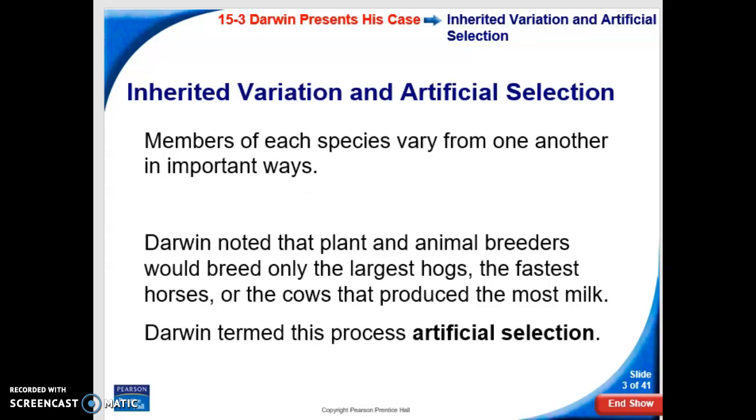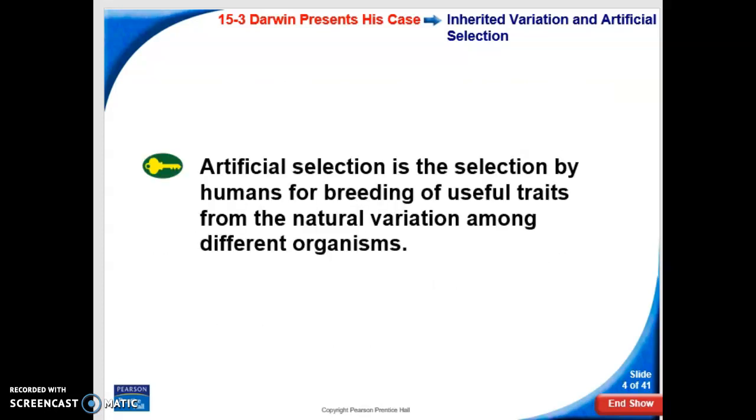Now, where Darwin started out, he talked about artificial selection. People have been doing artificial selection for many years. Plant and animal breeders breed the largest hogs, the fastest horses. This is called artificial selection. Artificial selection is the selection by humans for breeding useful traits from the natural variation among different organisms.